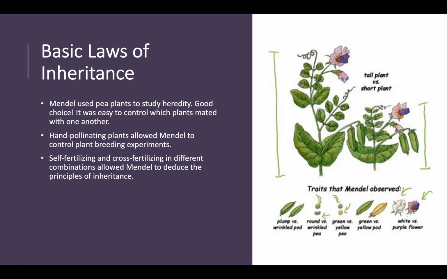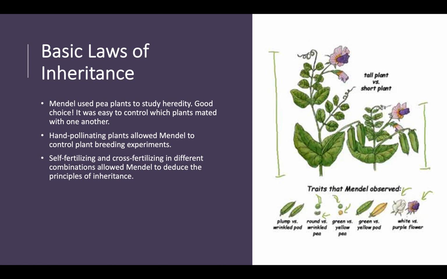So let's talk about the basic laws of inheritance. Gregor Mendel actually used pea plants to study heredity, which was a good choice because it was easy for him to control which plants mated with one another. He used a hand-pollinating technique, which allowed him to control plant breeding in his experiments. Self-fertilizing and cross-fertilizing in different combinations allowed him to deduce the principles of inheritance.